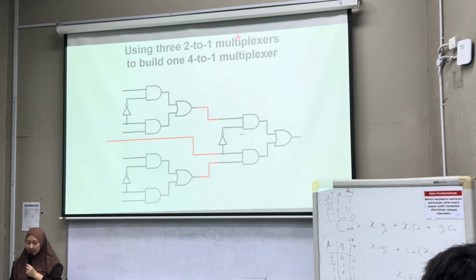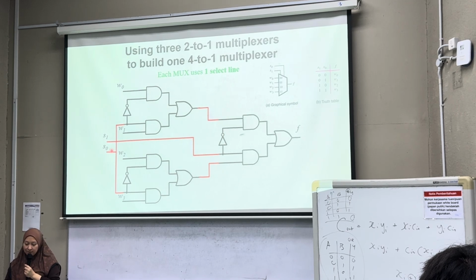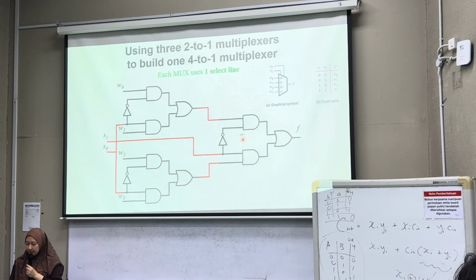So I join and connect the 3 muxes together. Here, you can see my S1 here. S0 here is the select for this mux and this mux, while S1 here is the select line for this mux. So each mux needs one select line. Alright, so this is a 4 to 1 mux.